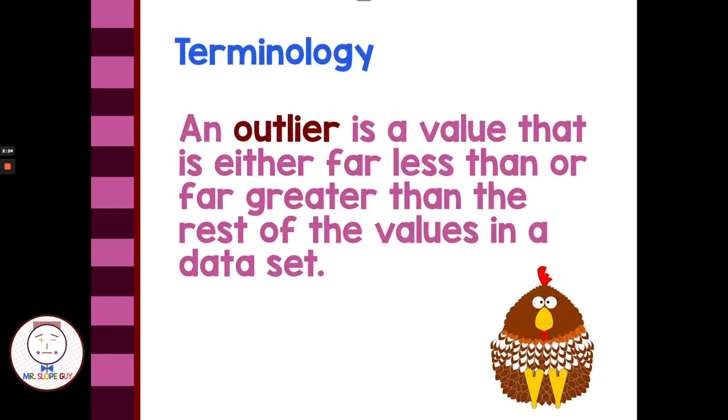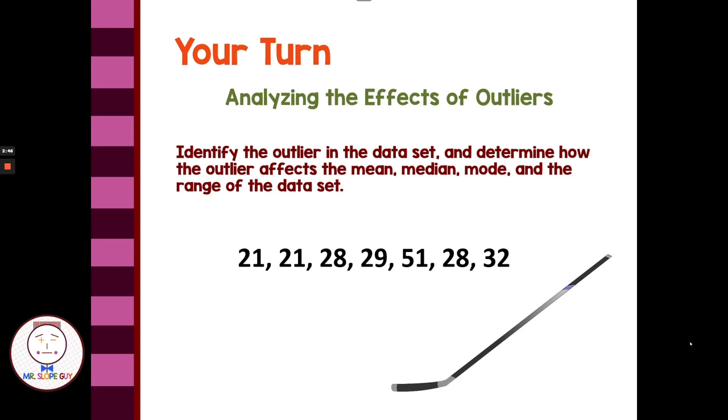Now an outlier is a value that is either far less than or far greater than the rest of the values in a data set. It will be much higher or much lower than the rest of the data set. And this outlier can significantly change our measures of central tendency or our range. It could change our mean, median, and mode greatly. It could also change the range. So here's your chance to try one of these.